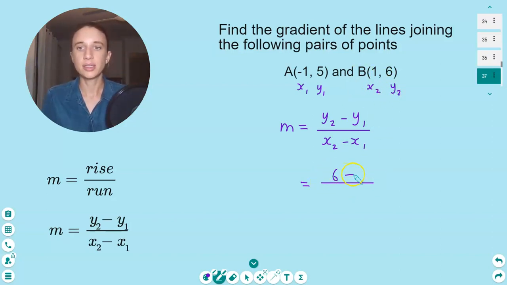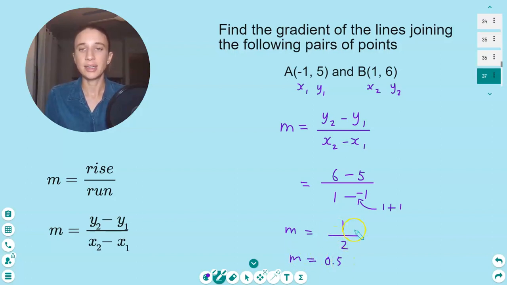y2 is 6, take y1 is 5, x2 is 1, take x1 is -1. And we've got that thing again where taking a negative is the same as adding. So simplify on numerator first. 6 take 5 is 1. Simplify on denominator. 1 plus 1 is 2. And we are done. You could answer that as a decimal if you like, but a fraction is enough.